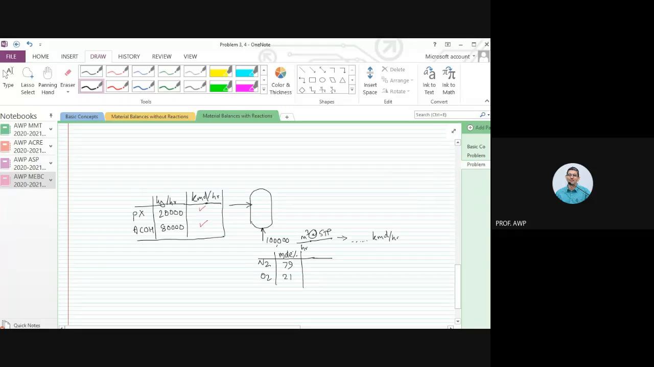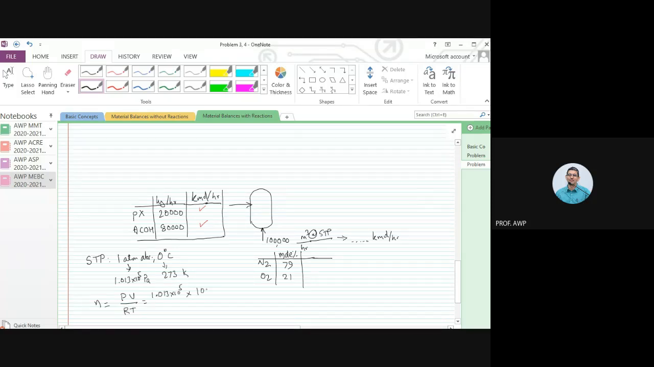Will you be able to do that? Use the ideal gas law. So what are we saying? If we are saying STP conditions, that means 1 atmosphere absolute pressure and 0 degrees centigrade. 0 degrees centigrade means 273 Kelvin. 1 atmosphere absolute means 1.013 into 10 raised to 5 pascals. Okay, so if you want number of moles, that is PV by RT. So pressure is 1 atmosphere, so 1.013 into 10 raised to 5.